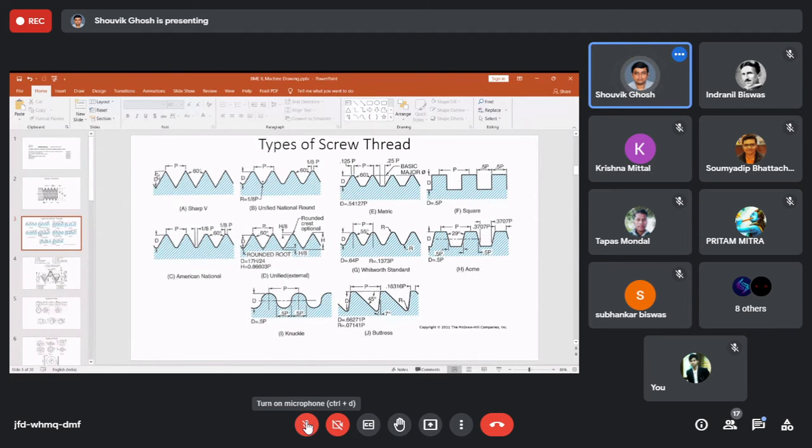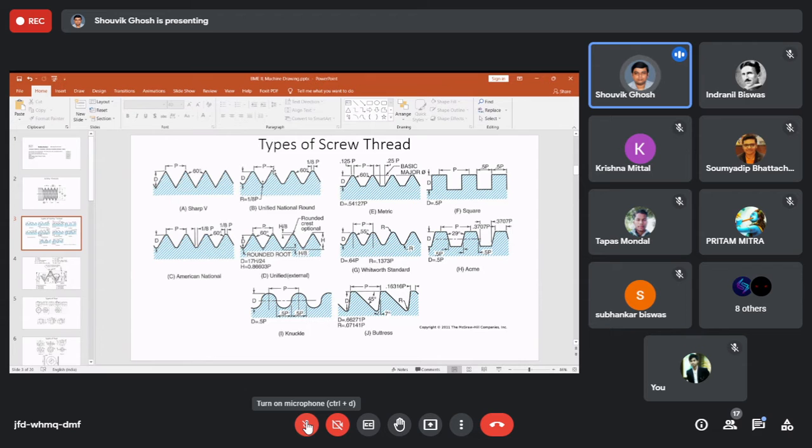Sharp V. Sharp V is the very basic of screw fasteners that you find in the market. The thread angle is 60°. Pitch value depends on the size of the screw or the diameter of the screw itself. Then we have the unified national round. Here the angle of the thread is 60. The only difference is there is a pitch value.